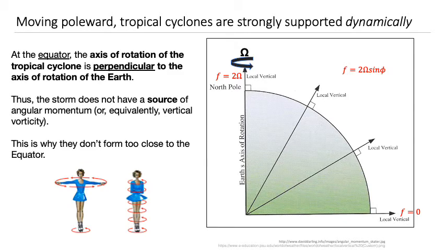We can think of this in physical, conceptual terms: at the equator, the axis of rotation of the tropical cyclone, which is the local vertical, is perpendicular to the axis of rotation of the Earth. Remember, if you're standing on the equator, your body and your head are pointing directly out to outer space. And so your local vertical is perpendicular to the axis of the Earth's rotation. That means there is no angular momentum available to you that projects onto your local vertical. So the storm doesn't have a source of angular momentum, or you can think of it equivalently as vertical vorticity. And so that's why they don't form too close to the equator.